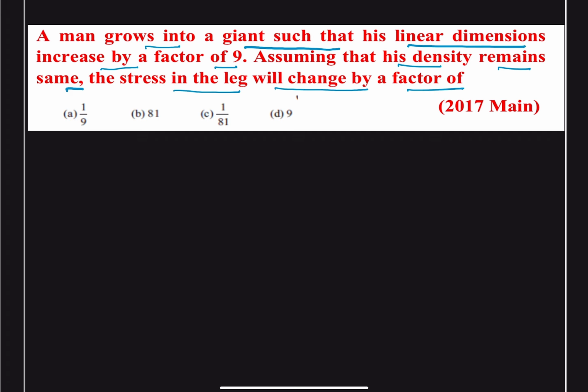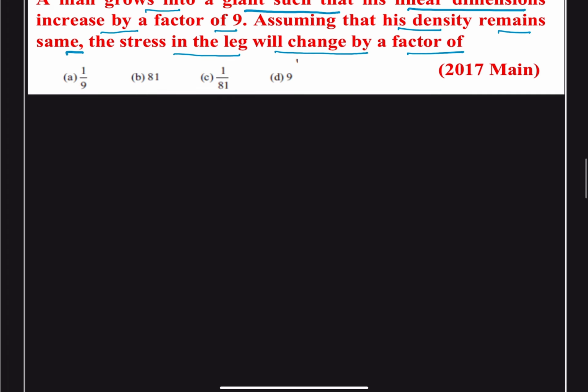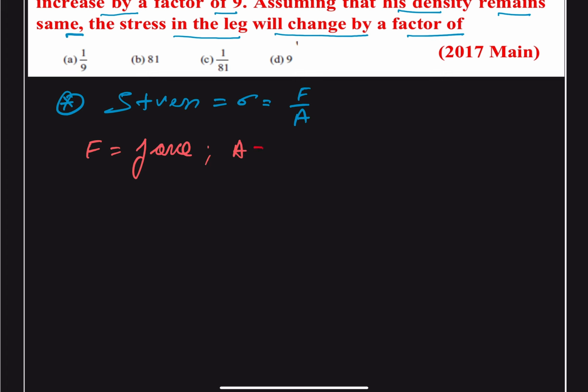Okay. So basically, we are going to find out how the stress, that is force as well as area, is going to change if only the linear dimensions are changing. So we start from the basic thing, which states that stress, represented as sigma, is force over area, where F is the force and A is the area of cross section.